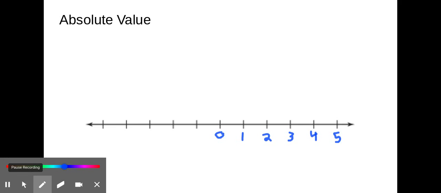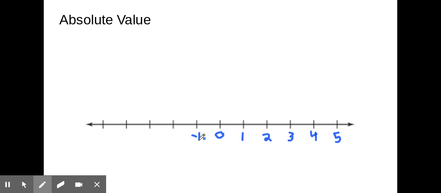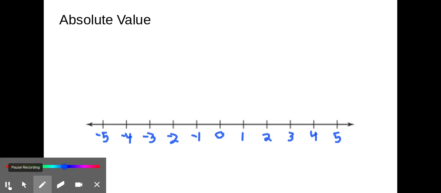Now, we're going to do a similar thing on the opposite side. On the opposite side, we're still starting with 0, and we're going to put the opposites. So -1, -2, and continue on with -3, -4, -5. So we've been able to put all of these numbers onto the number line.